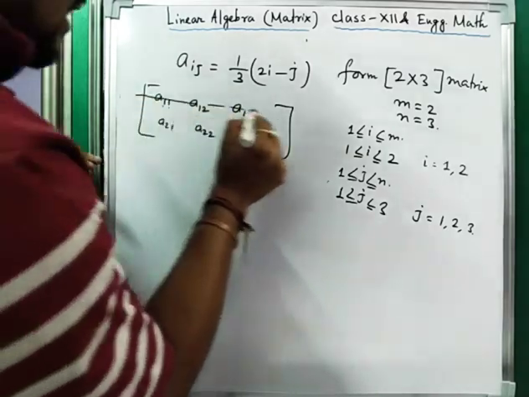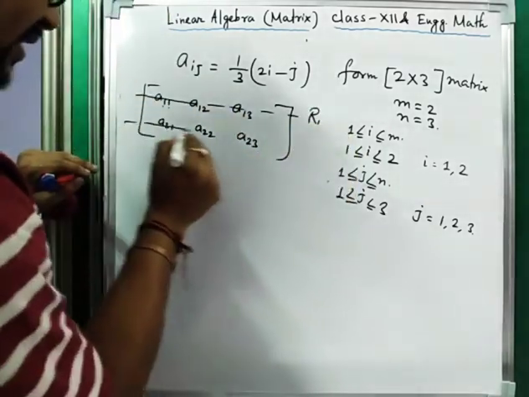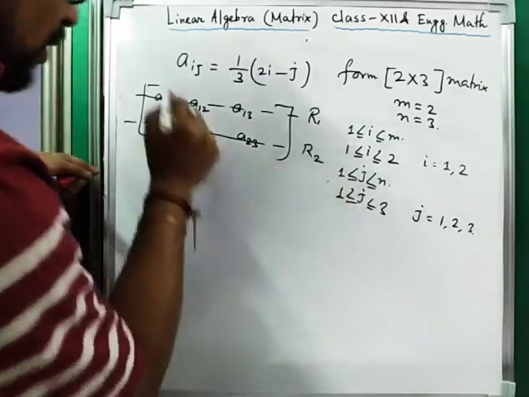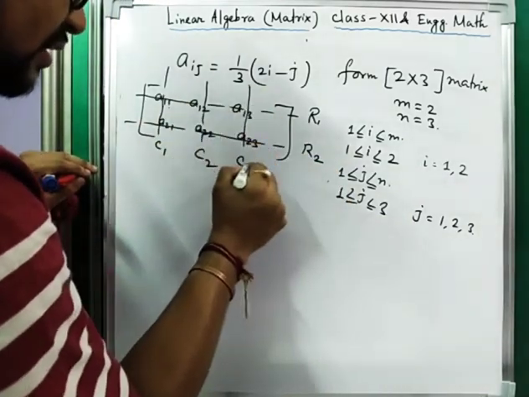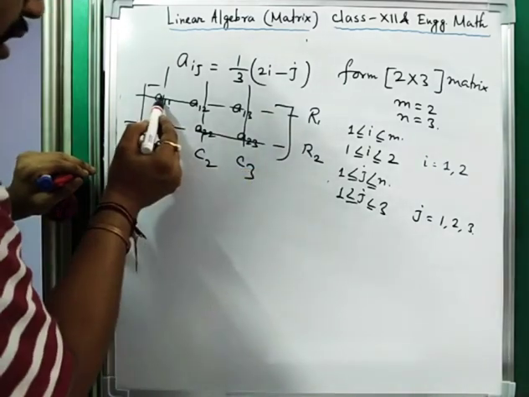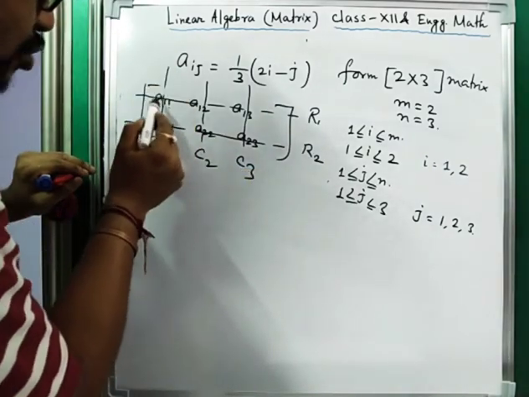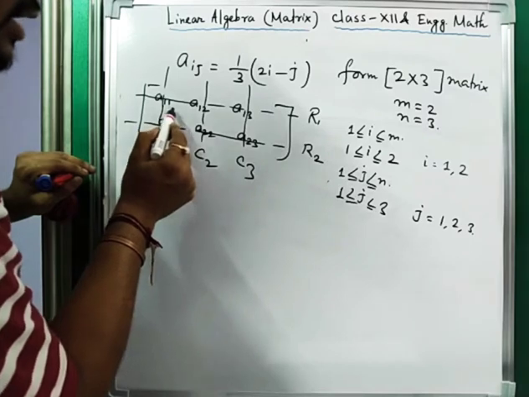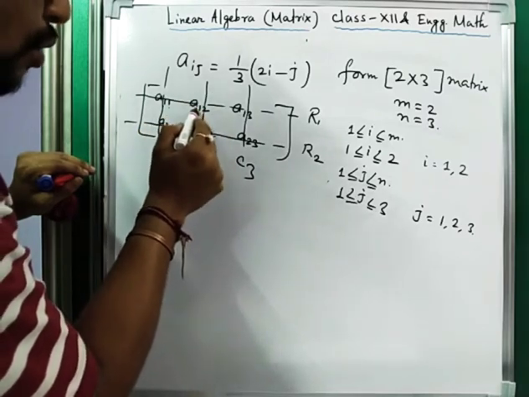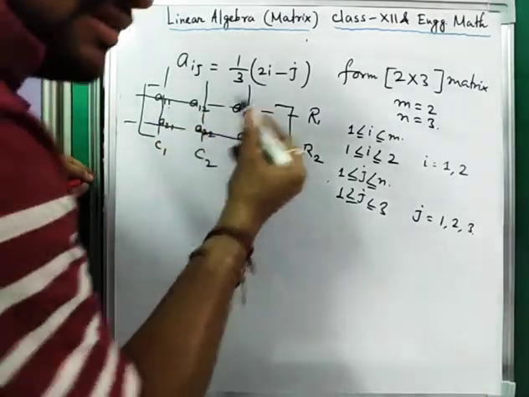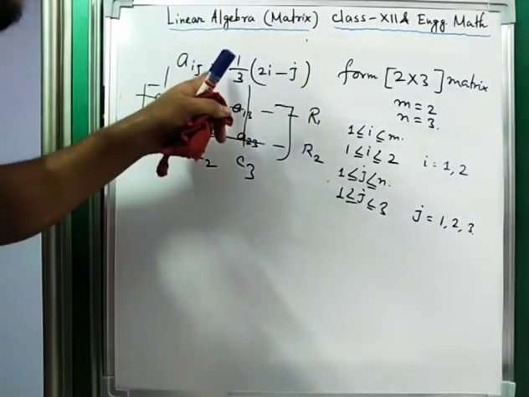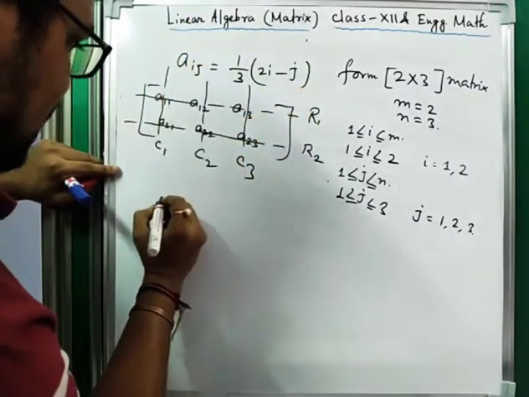So this is the row number 1 and this is the row number 2, and this is the column number 1, this is the column number 2, this is column 3. So this is row 1 and column 1 coincide here, so that's why A11. Okay, now row 1 but column 2 coincide here, so that's why A12. In this way, this is the formation. Now you have to form a matrix in this way.